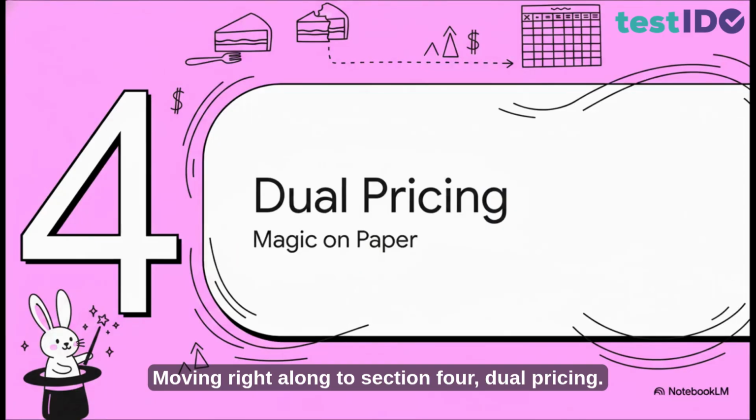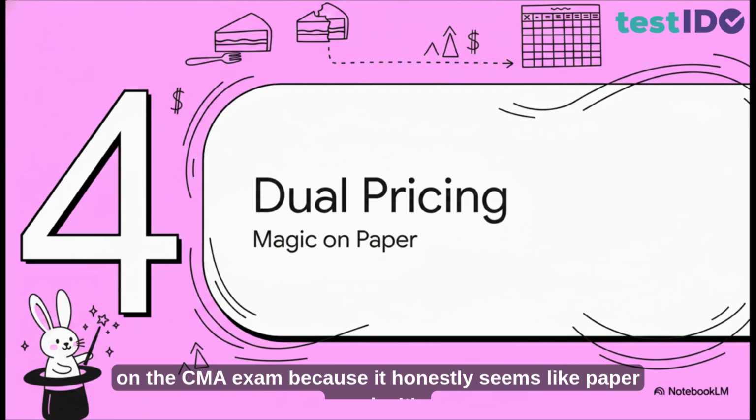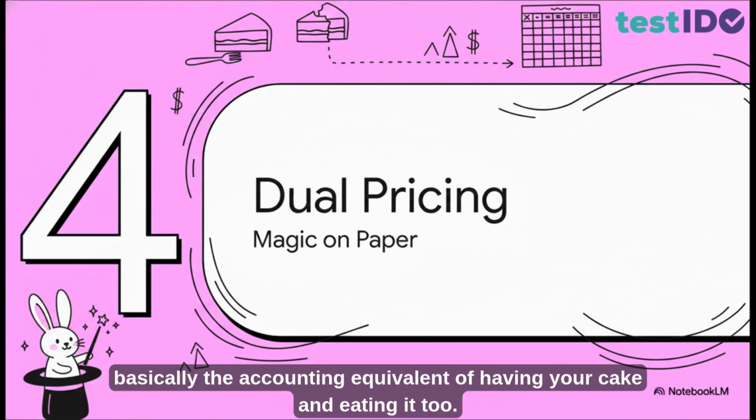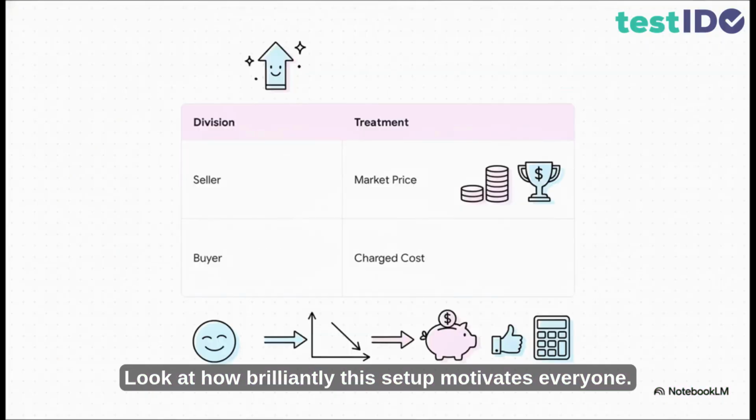Moving right along to Section 4, dual pricing. This is a somewhat rare concept in the real world, but let me tell you, it is highly tested on the CMA exam because it honestly seems like paper magic. It's basically the accounting equivalent of having your cake and eating it too. Look at how brilliantly this setup motivates everyone.